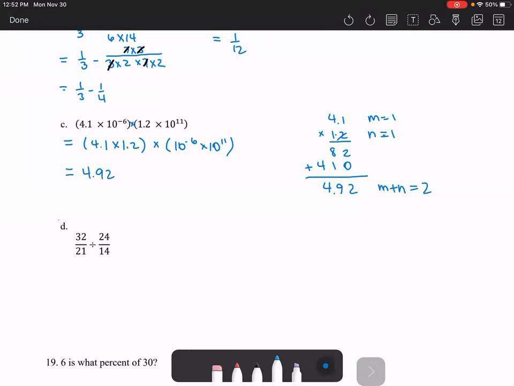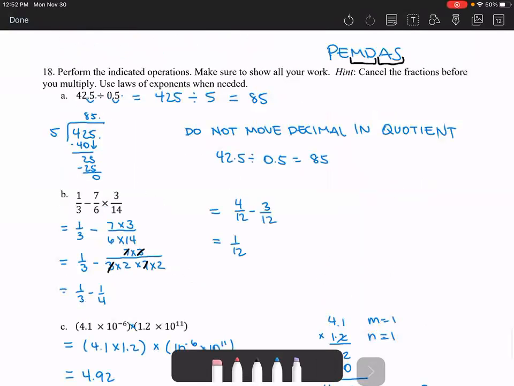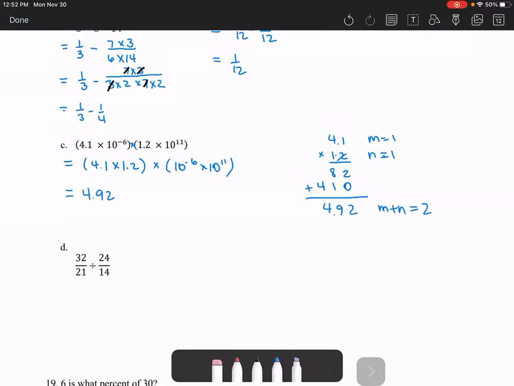It may be less intuitive with division. I recognize that this answer being 85 up here for part A is not intuitive to a lot of people. But especially with multiplication, we should be able to have that intuition.